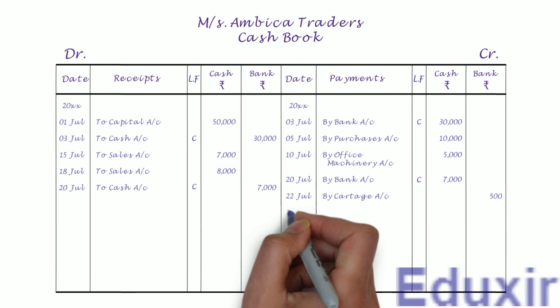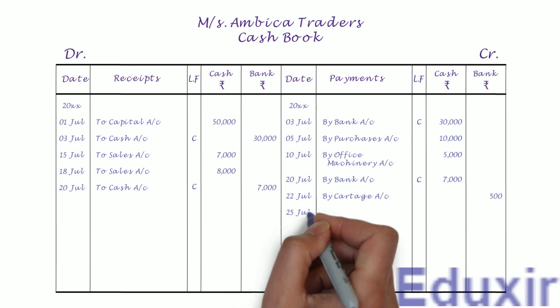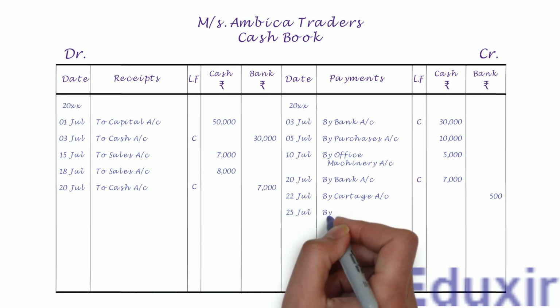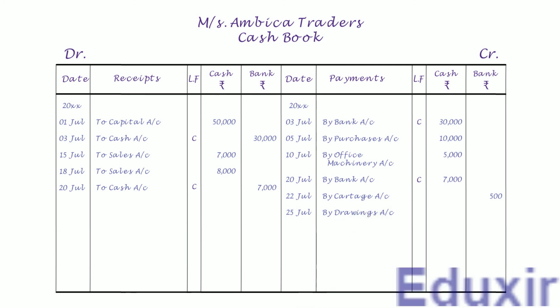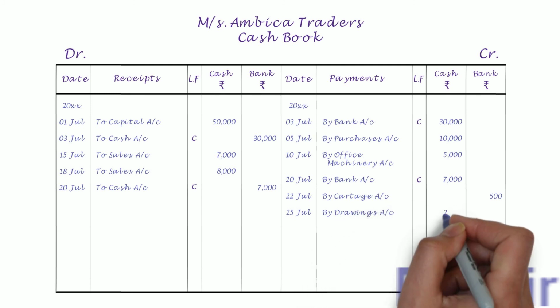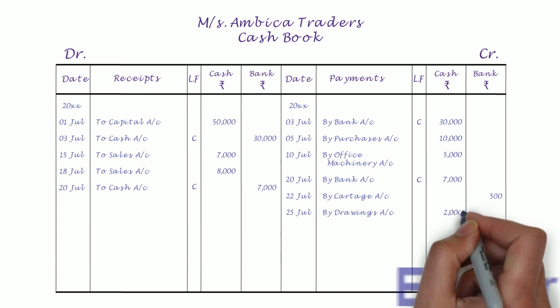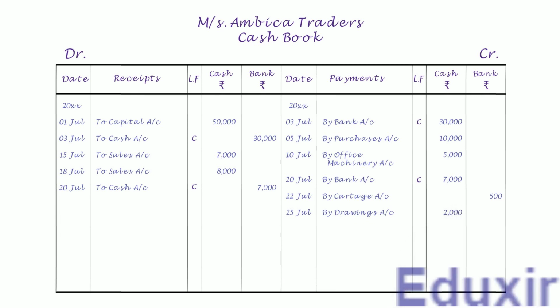Let us first record the date. Let us then record the drawings account in the payments column. Let us then record the credit amount of 2000 rupees in the cash column. With that, we have completed the posting of this transaction into the cash book. Let us now take up the next transaction.